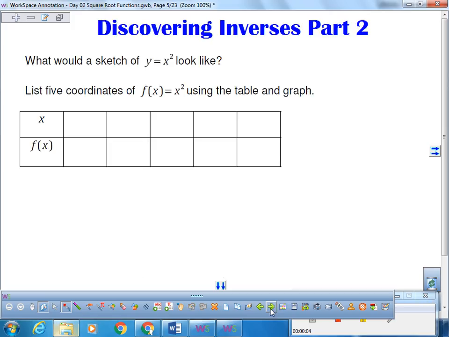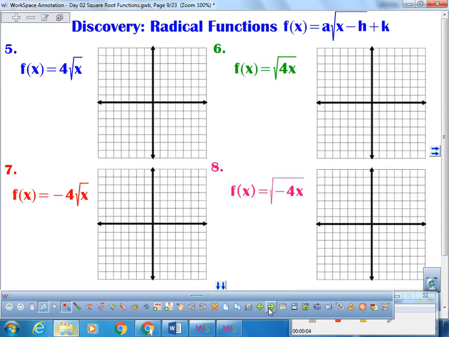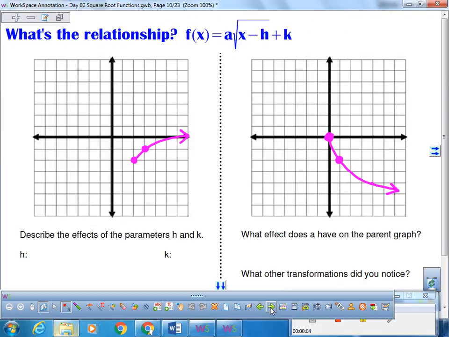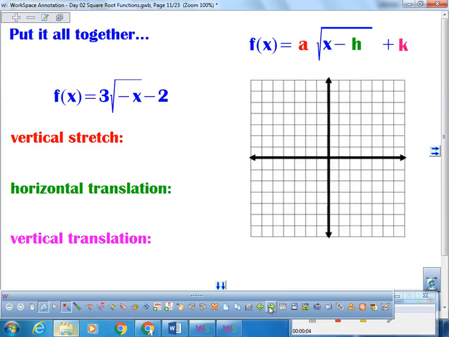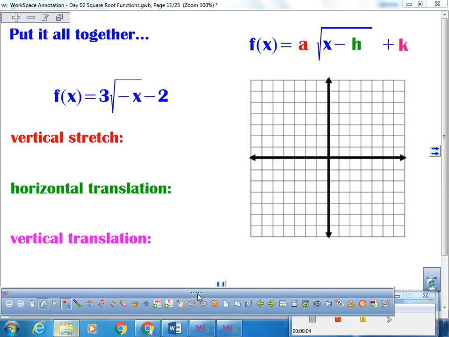All right, functions, discovering inverses. I just need to get to here. All right. So describe the effects of the parameters h and k. I think I'm going to skip over this one. I think I'm going to get right to here. We didn't talk about this, did we? Okay. Let's start here. So our vertical stretch is 3.